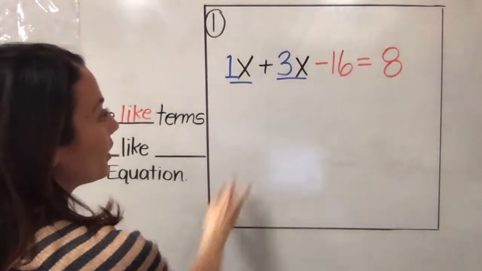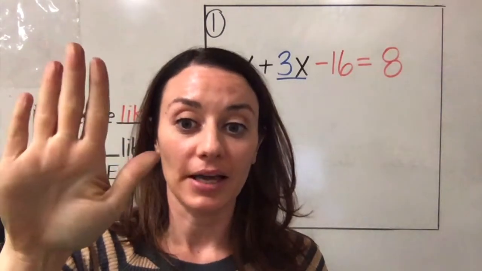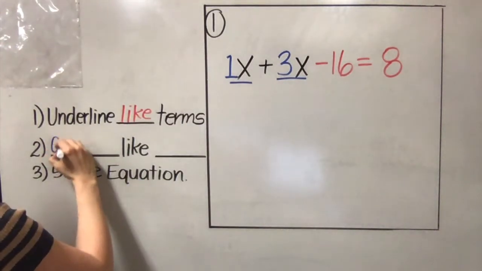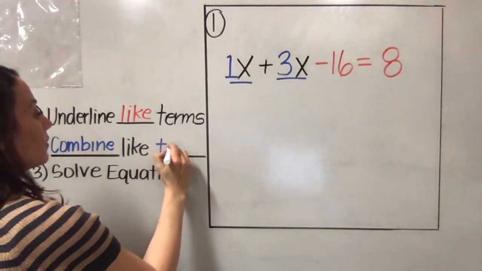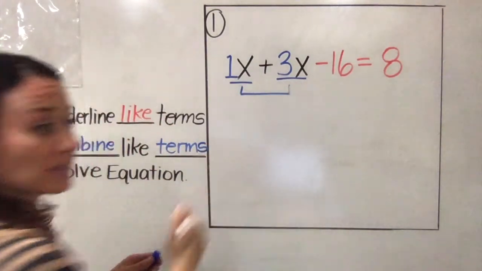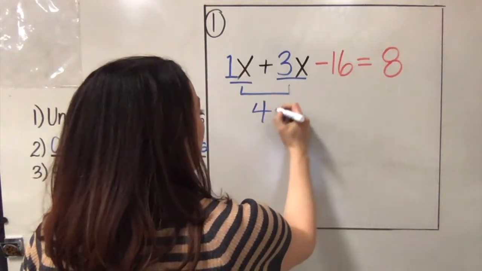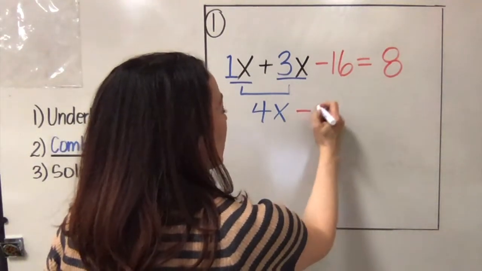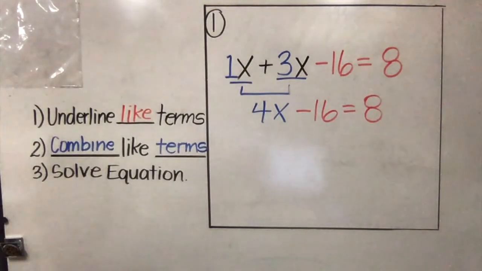And if you have two variable terms, the next step would be combine like terms. Do what? Combine like terms. Let's write that. Combine like terms. So let's do that. What's 1x plus 3x? Again, add the coefficients 1 plus 3. What's that? 4x. Awesome. Now we're going to bring down the rest of the constant terms. Negative 16 equals 8, so that we can do number 3, which is solve the equation.